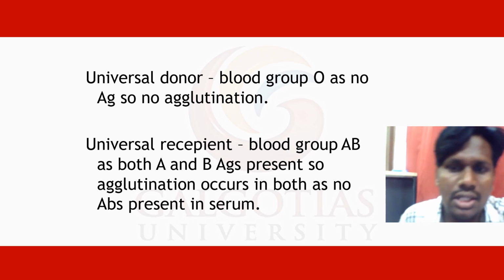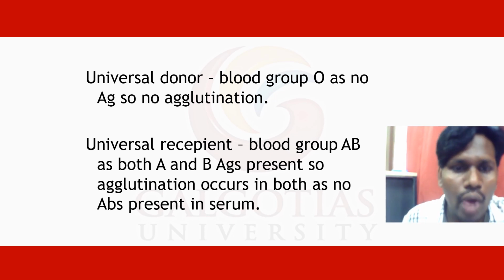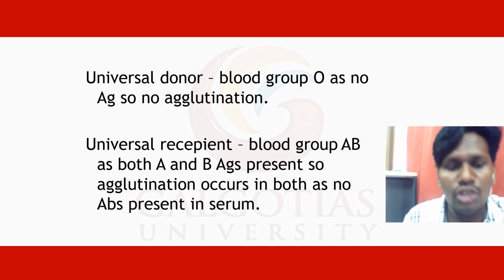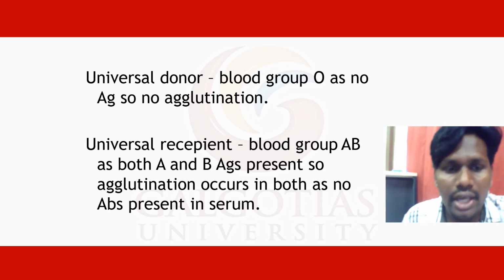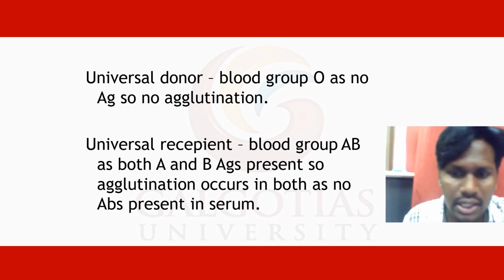The universal blood donor is the O blood group because no antigens are present. The universal recipient blood group is AB, as both A and B antigens are present, so agglutination does not occur, since there are no antibodies present in the serum.